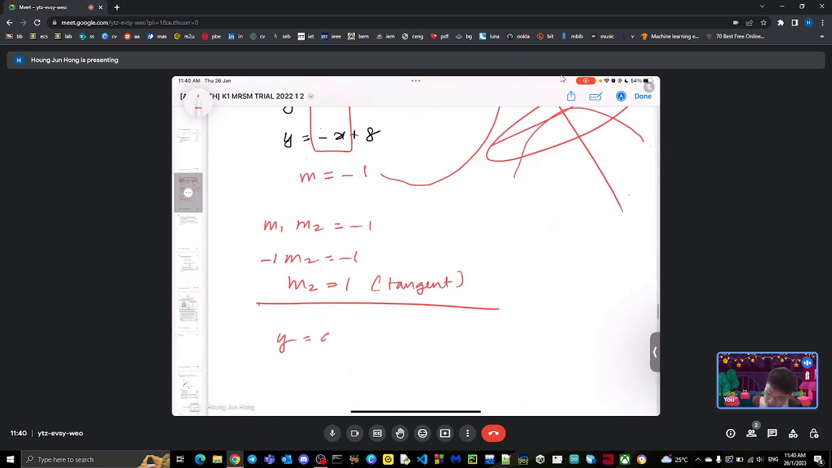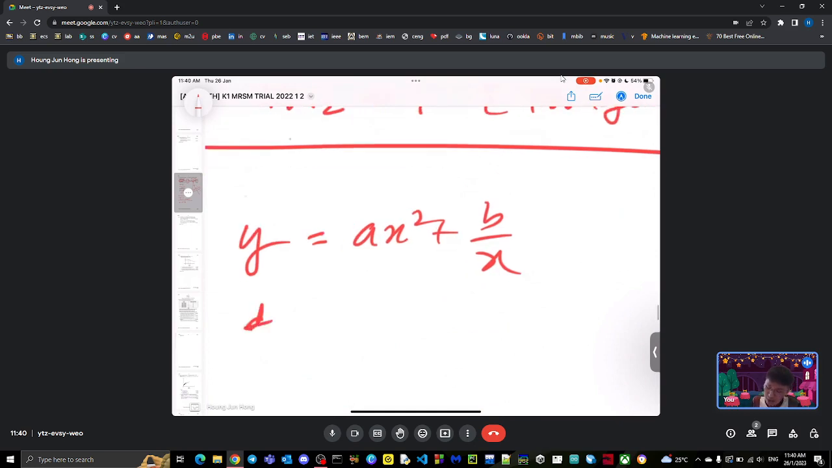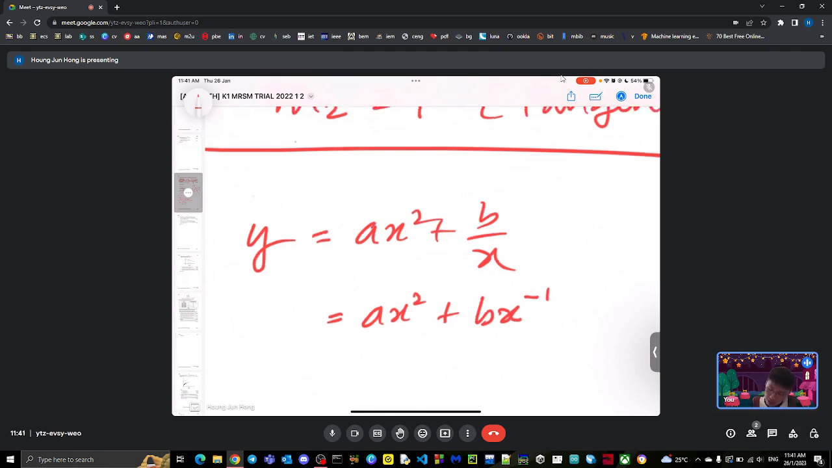So y equals ax squared plus b over x, is it? Yep. Now, let's do dy/dx. First of all, if you are confused with this kind of notation, just convert it into non-fraction form. So it should be b times x to the power of -1. Now let's do dy/dx.